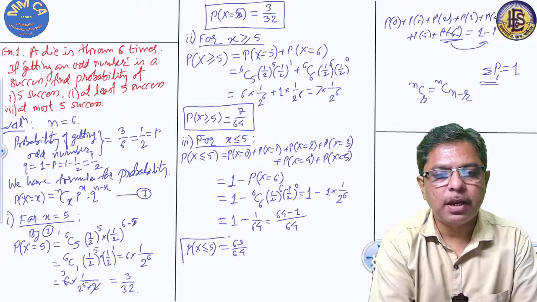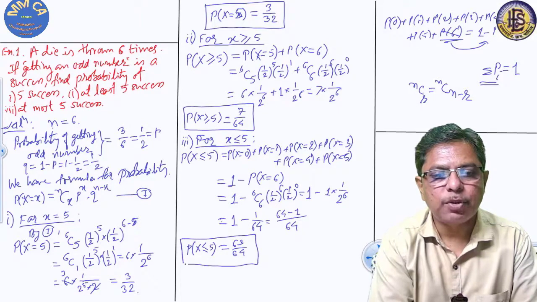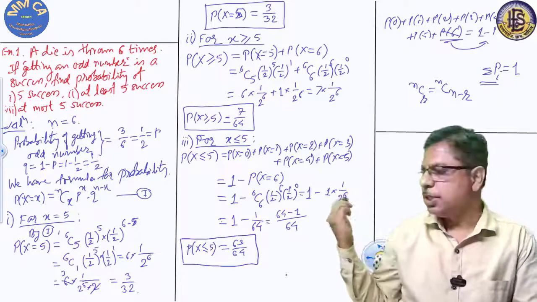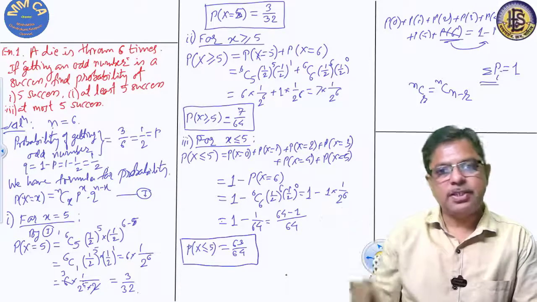That is, at most 5 successes, the probability is 63 divided by 64. So that's it with this first example.